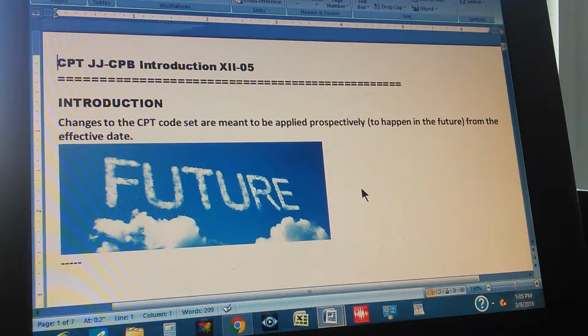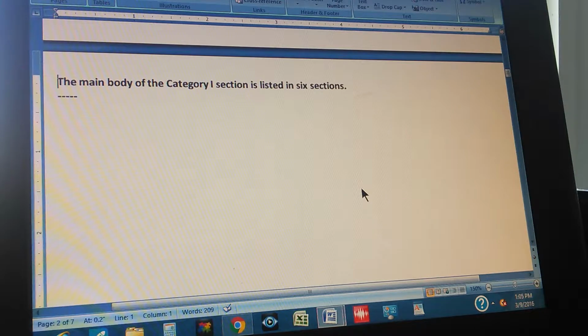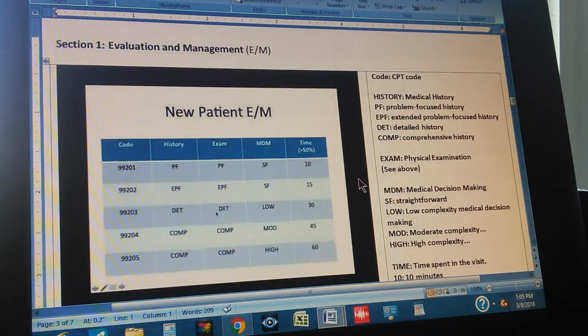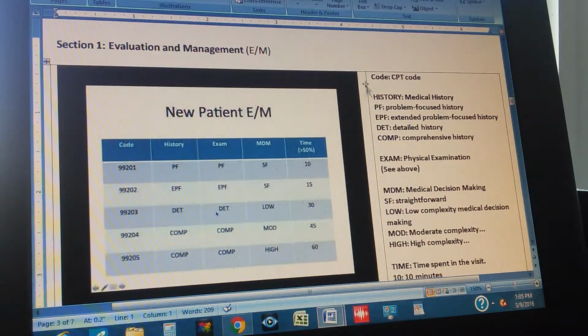So let's keep going. The main body of the Category 1 section, which is the one that we're studying, remember, this is Category 2 and Category 3 for these codes. The Category 1 section we're going to study for procedures is listed in 6 sections. So there are 6 sections for this Category 1, right? Next line, next page.